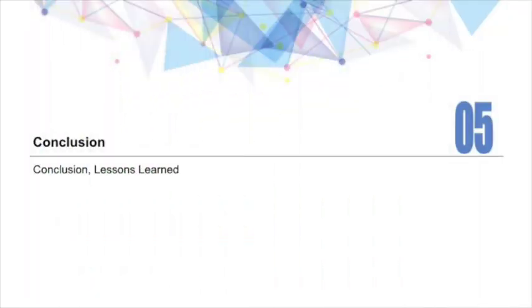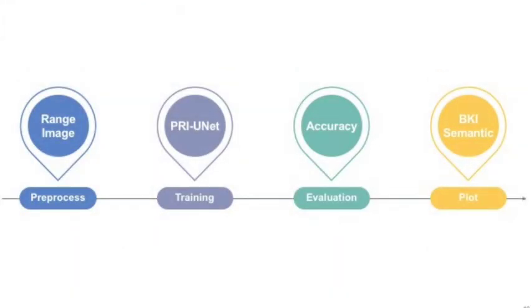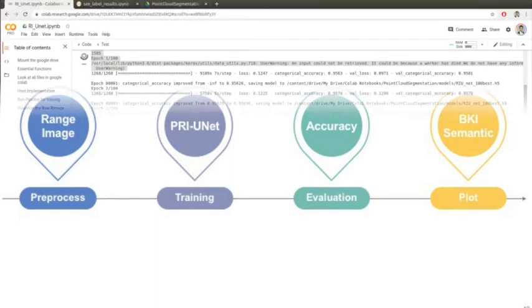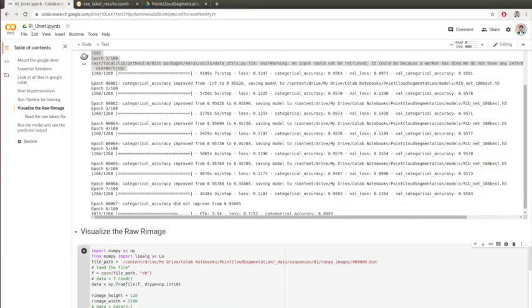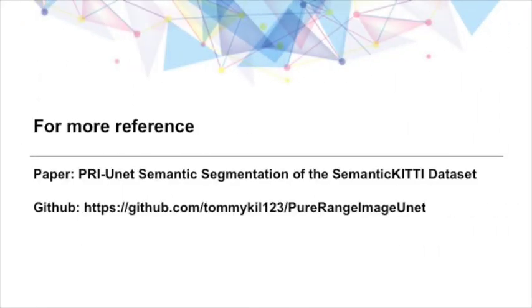In conclusion, we have successfully implemented the PRI-Unet. The result is comparable to other models, but we have a simpler network and smaller input data. One thing we learned from this project is the importance of computational power. We used Google Colab for this project, but if we have powerful hardware, we could further improve the results.